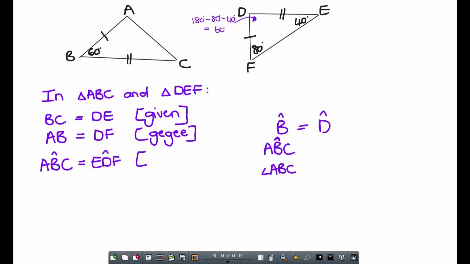Angles of a triangle. Okay, so hoeke van 'n driehoek. Because we use that rule of the interior angles add up to 180. Sê julle reg daar? Okay.